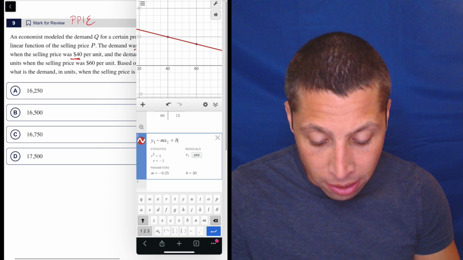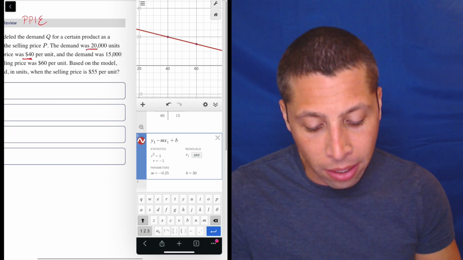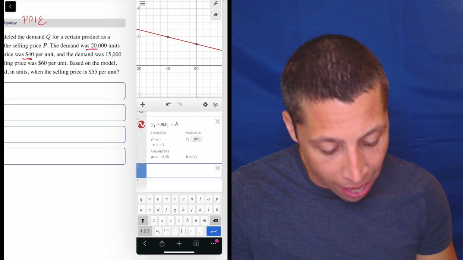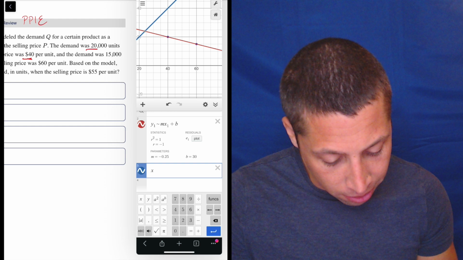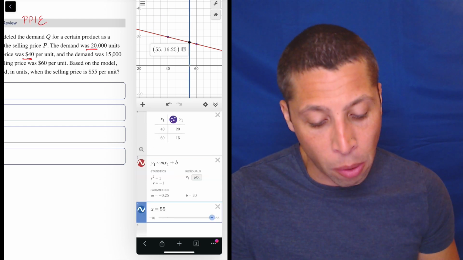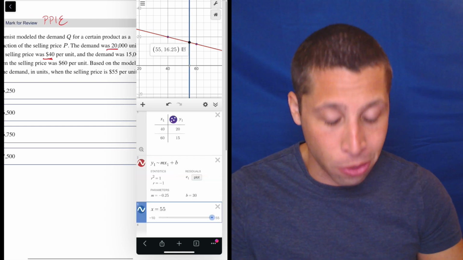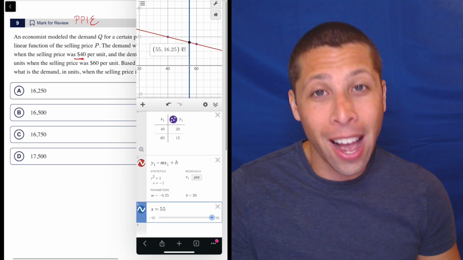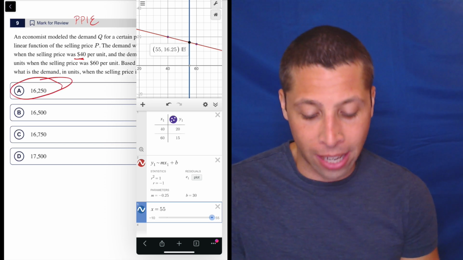I want to know what is the demand, so the Y, when the selling price is 55. So that's the X. So let's just do X is equal to 55. And there it is. We got a vertical line, and I care about where it intersects. It intersects at 16.25. Is that an answer? Well, yeah, because I converted, right? I know it's answer A.